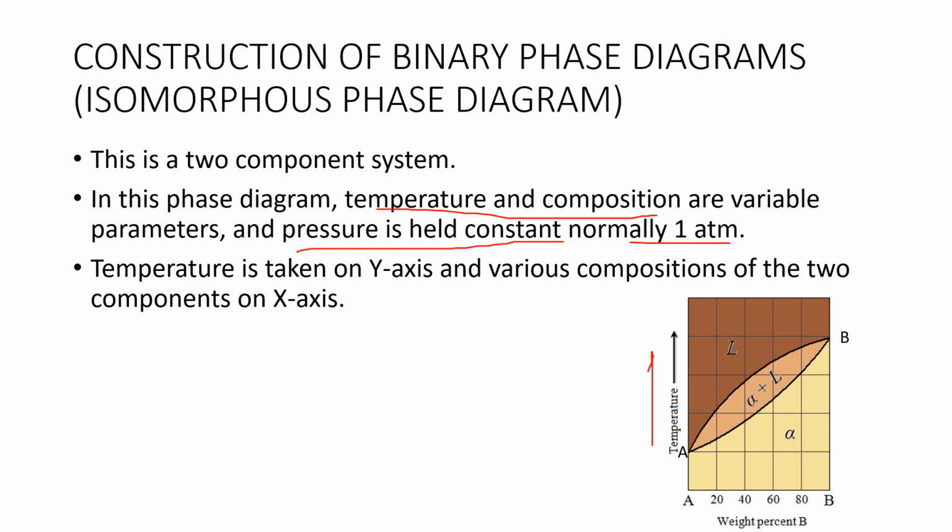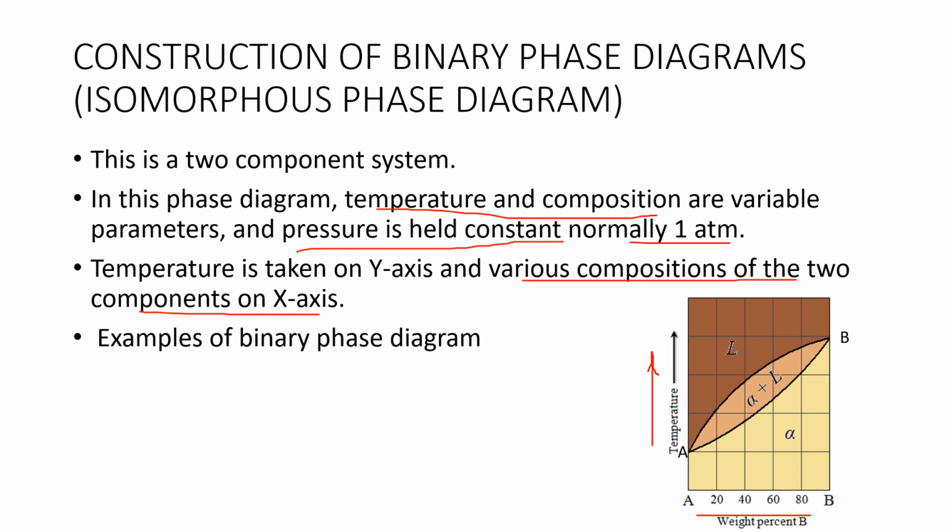Temperature is taken on the y-axis, and various compositions of the two components are taken on the x-axis. Examples of binary phase diagrams are nickel-copper, gold-silver, chromium-molybdenum, and similarly some other binary phase diagrams which will be discussed.